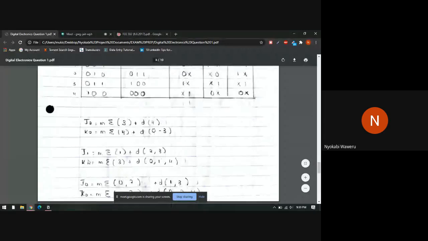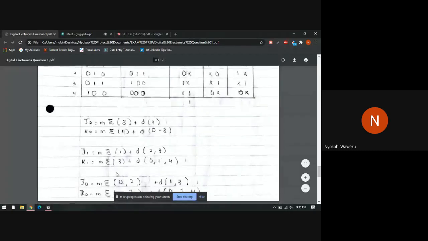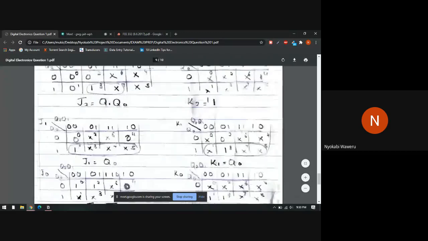K1, so K1 had the min terms at 3, don't care at 0 and 4. So now after we listed down the min terms and the don't care values, we came up with the Karnaugh map for all of them.